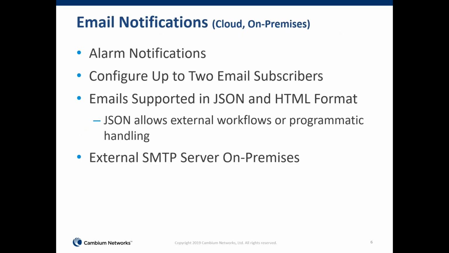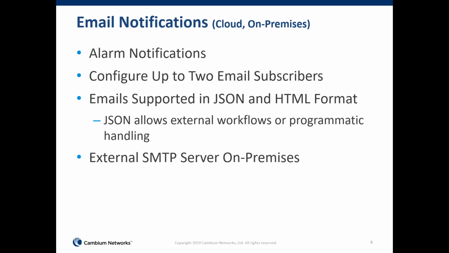Email notification. With 2.1.0, you can have an application-level email configured for the alarm notification, and we allow you to choose the criticality, which alarms you want to be notified of over email, be it critical, major, or minor. And this allows super administrator and administrator users to add subscribers. Two email subscribers can be added with this feature, and we are supporting two formats: one is JSON and the other is HTML format.